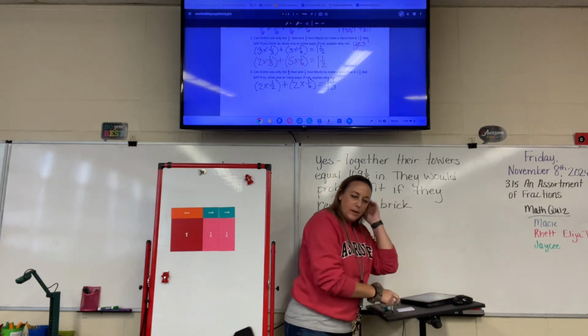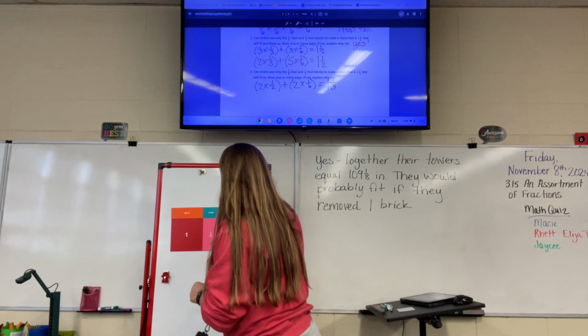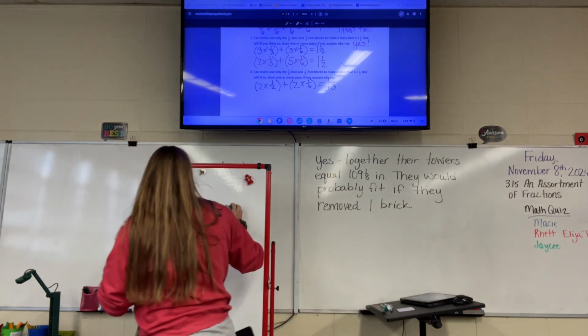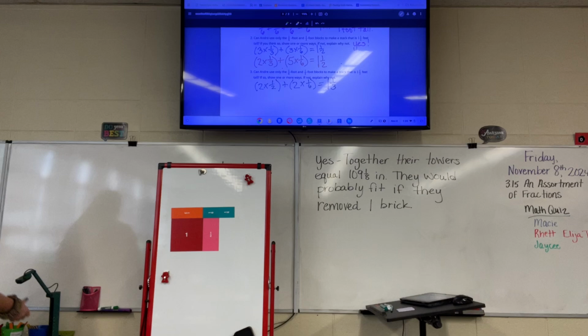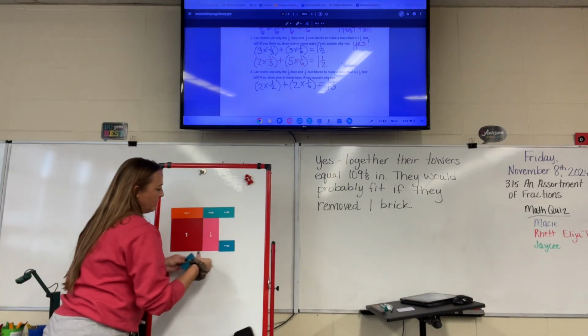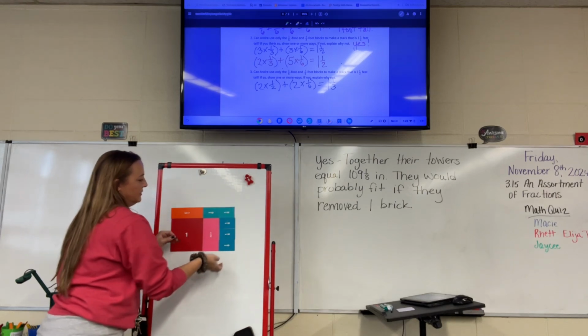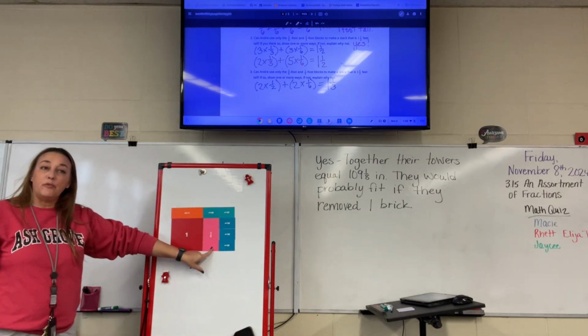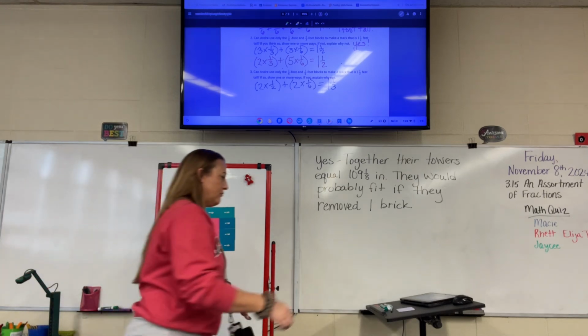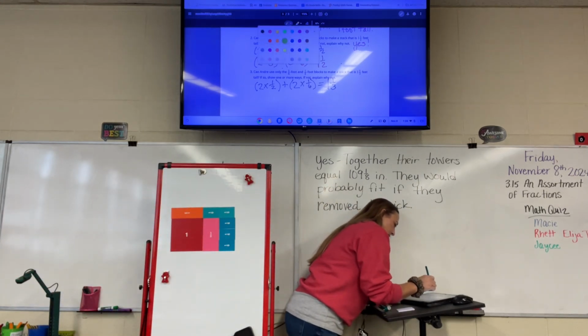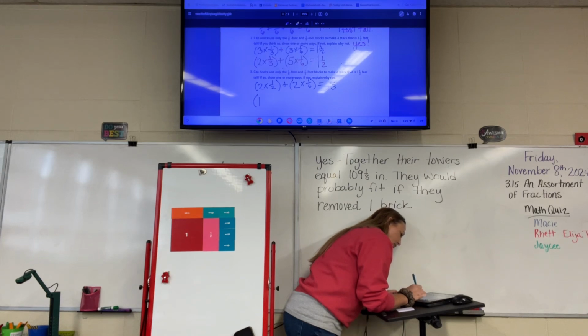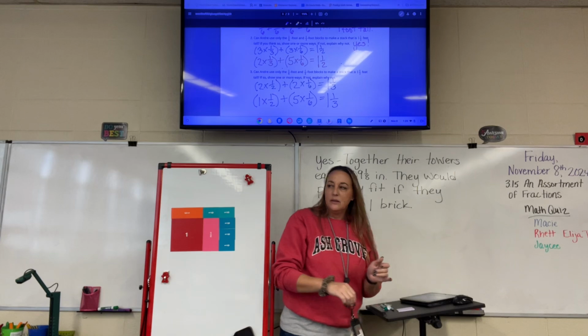And then we're going to do it one more way. Can we swap out one of these halves for sixths? Yes. 3 sixths. Boom. So 1 group of 1/2, and 5 groups of 1/6. So we would write that as 1 group of 1/2 plus 5 groups of 1/6 equals 1 whole and 1/3. The visual helps.